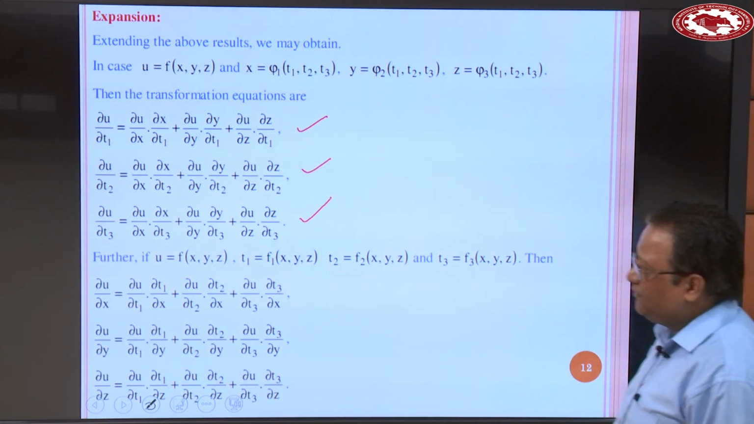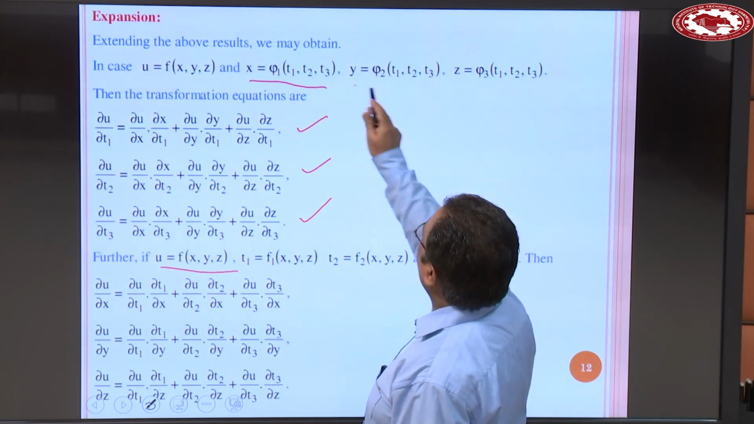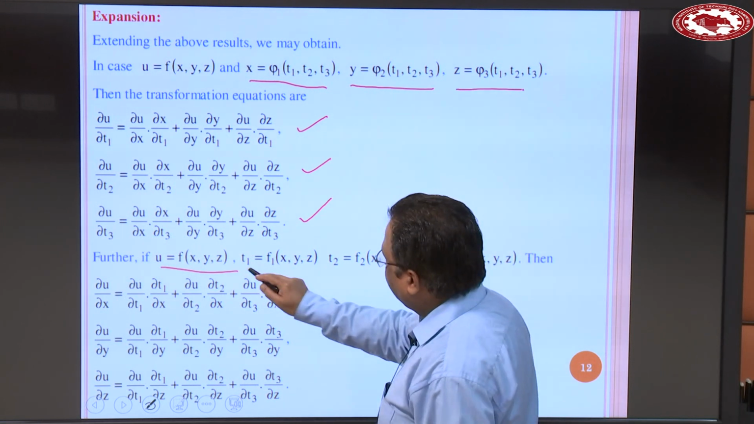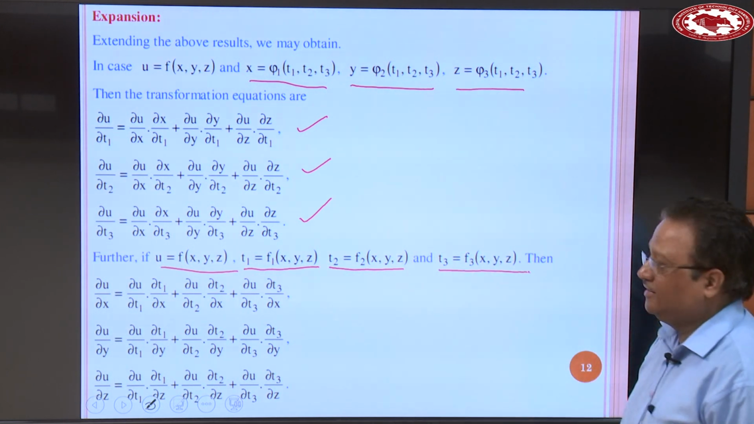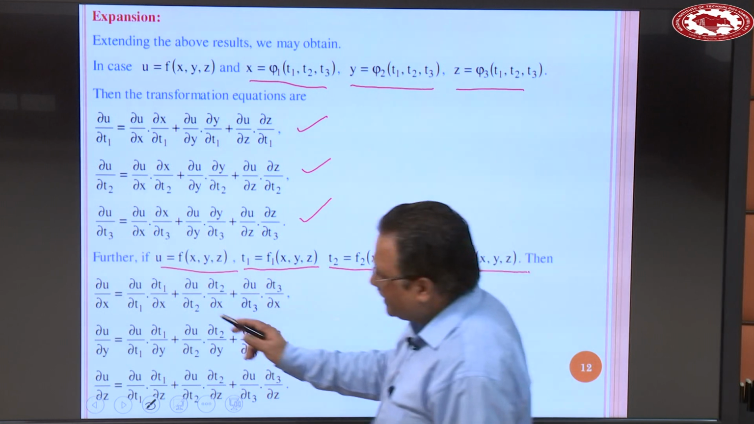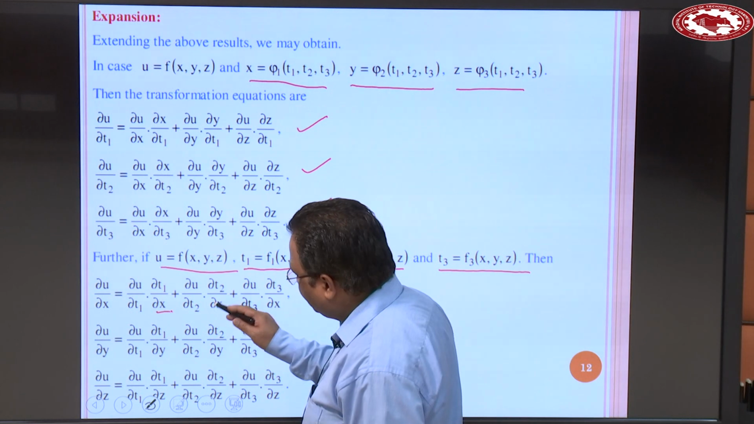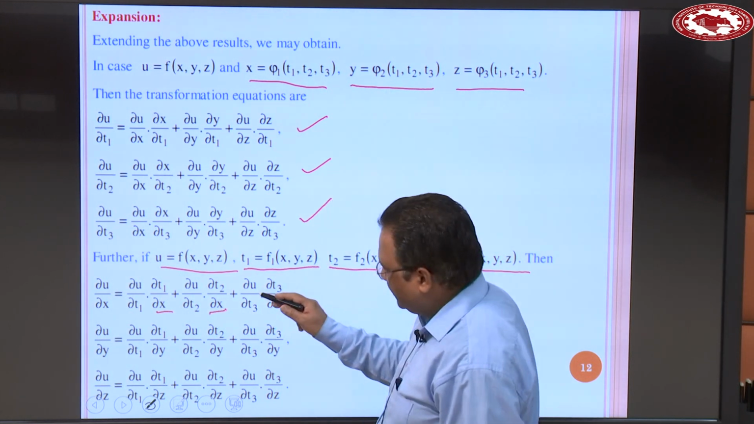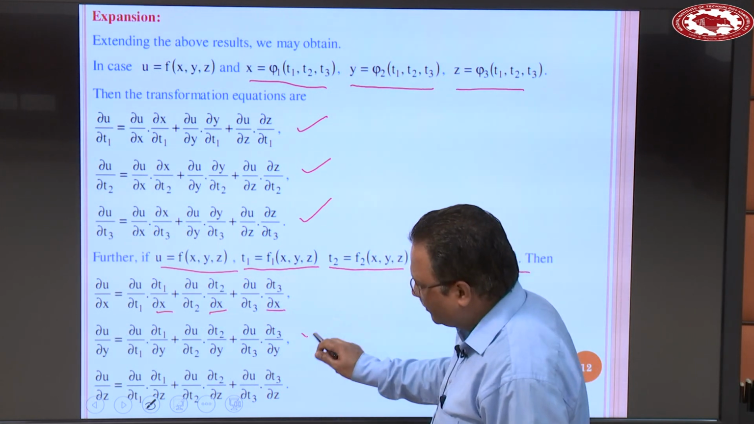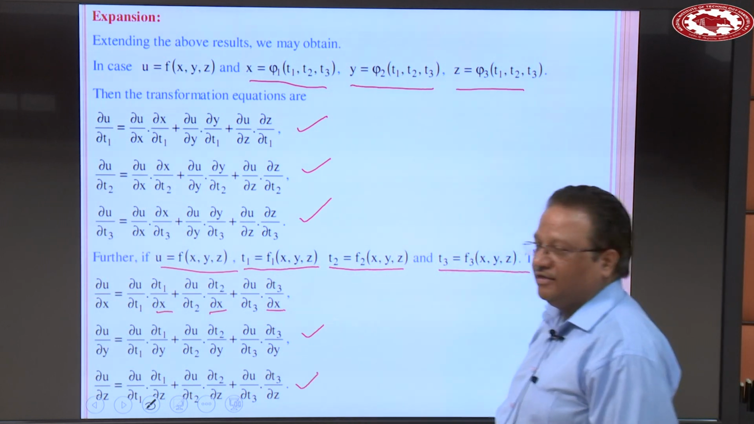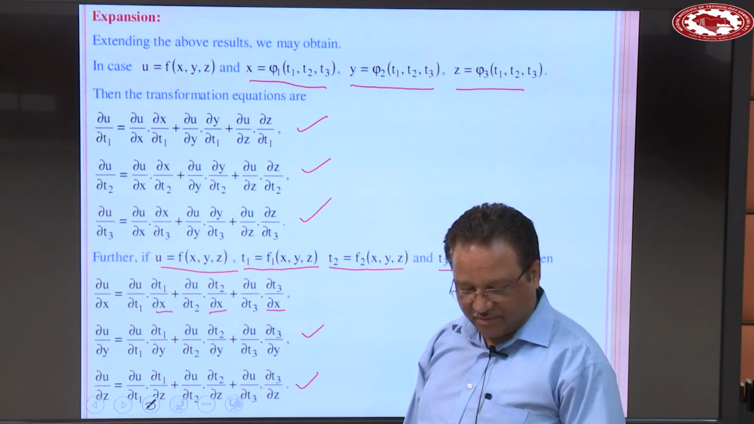And in reverse order, if u is a function of x, y, z, and in place of this, t1 is a function of x, y, z, t2 is a function of x, y, z, t3 is a function of x, y, z, then ∂u/∂x is ∂u/∂t1 ∂t1/∂x, ∂u/∂t2 ∂t2/∂x, ∂u/∂t3 ∂t3/∂x. Similarly, you can define ∂u/∂y and ∂u/∂z. So, in this way we can extend the previous expressions.